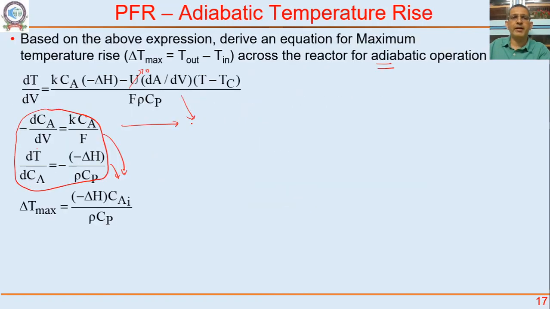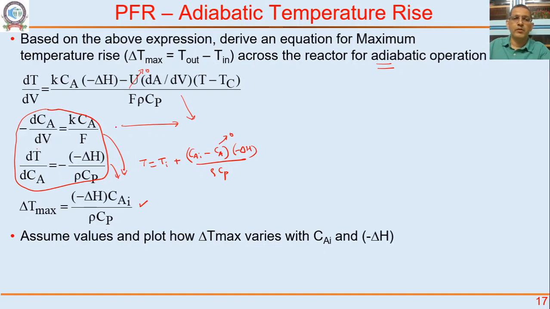So the maximum adiabatic temperature rise we can find out by combining these two. If you combine these two, what was our expression? T is equal to Ti plus (Cai minus Ca) times minus delta H divided by rho Cp. This is what we had earlier. The maximum possible value is when Ca is 0. So delta H into Cai divided by rho Cp will give us the maximum temperature rise. That's the temperature rise across the entry to exit.